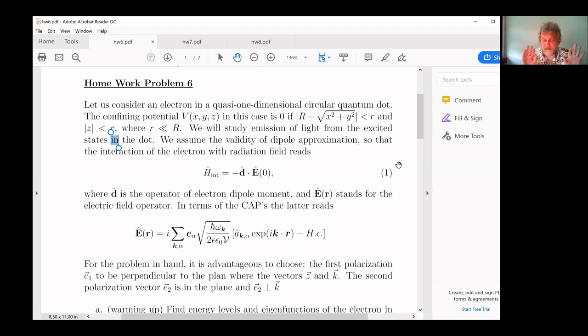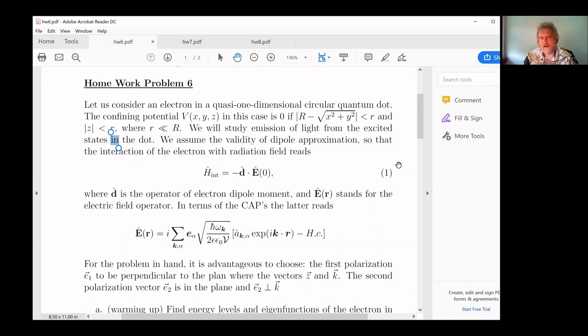Moreover, if they have the same energy, you have a problem. Why? Because there is a denominator in the expression for the second order perturbation correction. There is a denominator, which is the difference of energies. So it would blow up if energies are the same. All right.